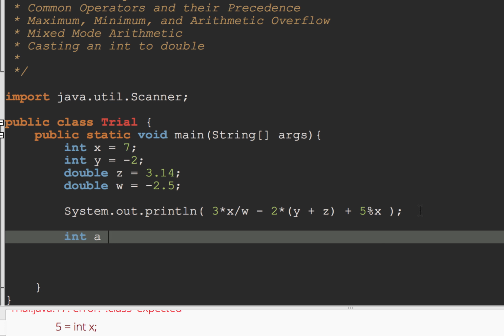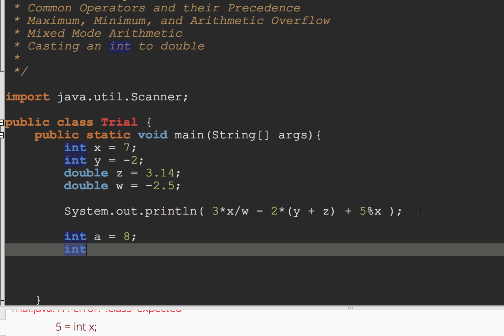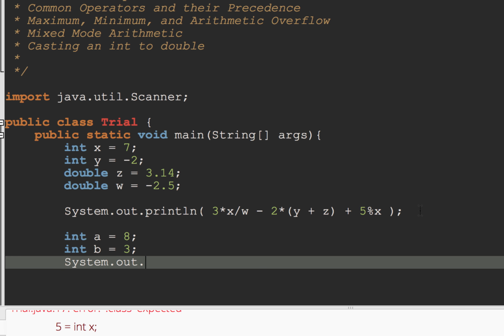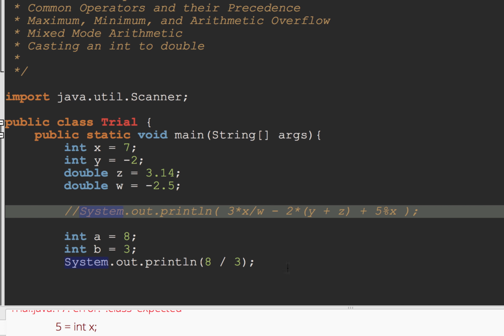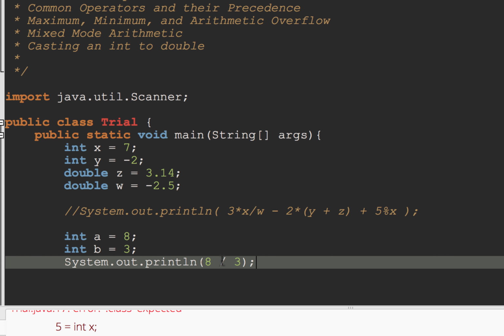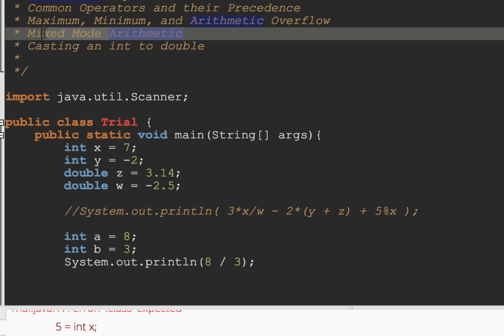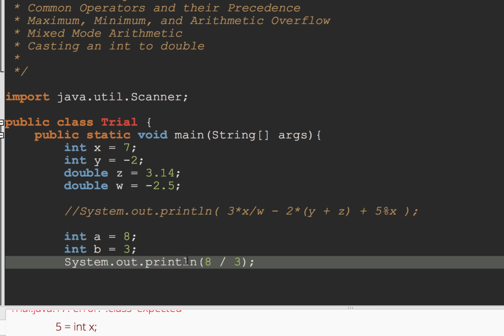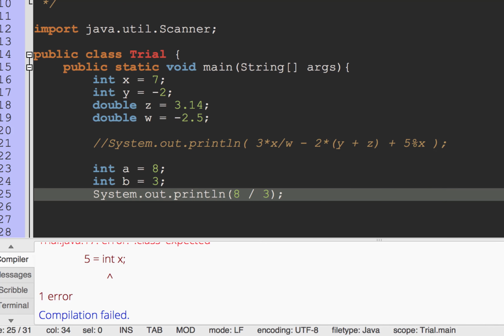Yeah, let's go ahead and explain that real quick. Let's say I have a equals 8 and b equals 3. Well, System.out.println, if I have 8 divided by 3, you're probably familiar enough to know that you're going to get a decimal number, 8 divided by 3. But this is not going to work the way you think it's going to work. And we'll get into that when we talk about mixed mode arithmetic. So what do you think I'm going to get when I say 8 divided by 3? What do you think? Let's see what I get.